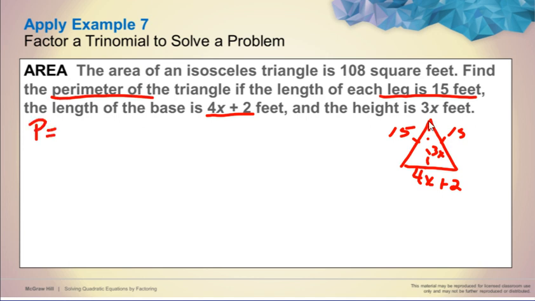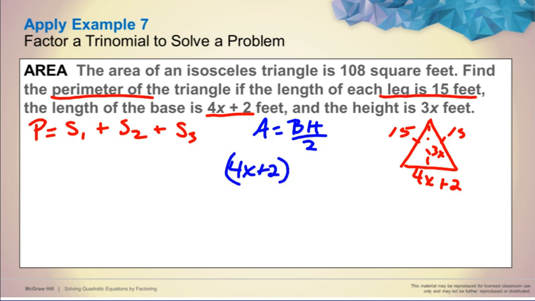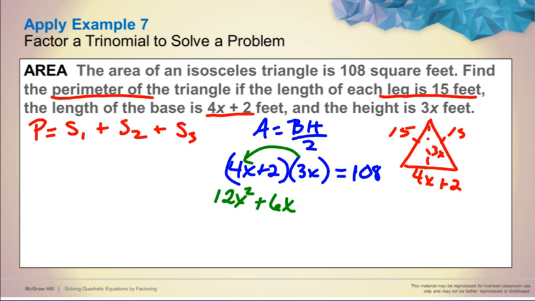So perimeter is adding up all the sides. So side 1 plus side 2 plus side 3. But I'm given the area, and area of a triangle is base times height divided by 2. So if I know the area and I know the base, so the base is 4x plus 2, the height is 3x, and the area is 108. I need to get all that to one side and equal to 0. But first I'm going to distribute the 3x. So I have 12x squared plus 6x. And then I'm going to subtract 108 on both sides. And I get minus 108 equaling 0.